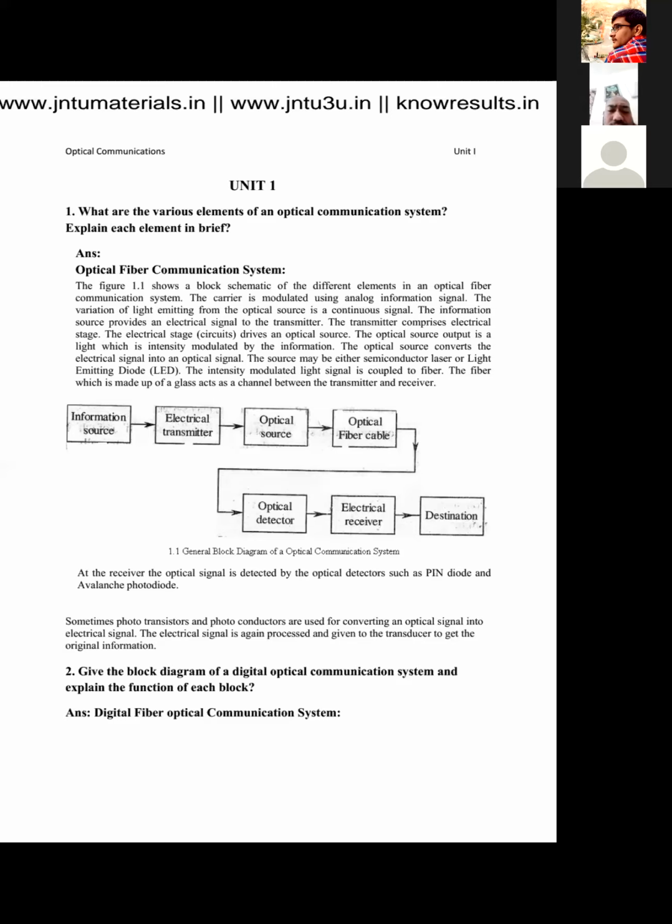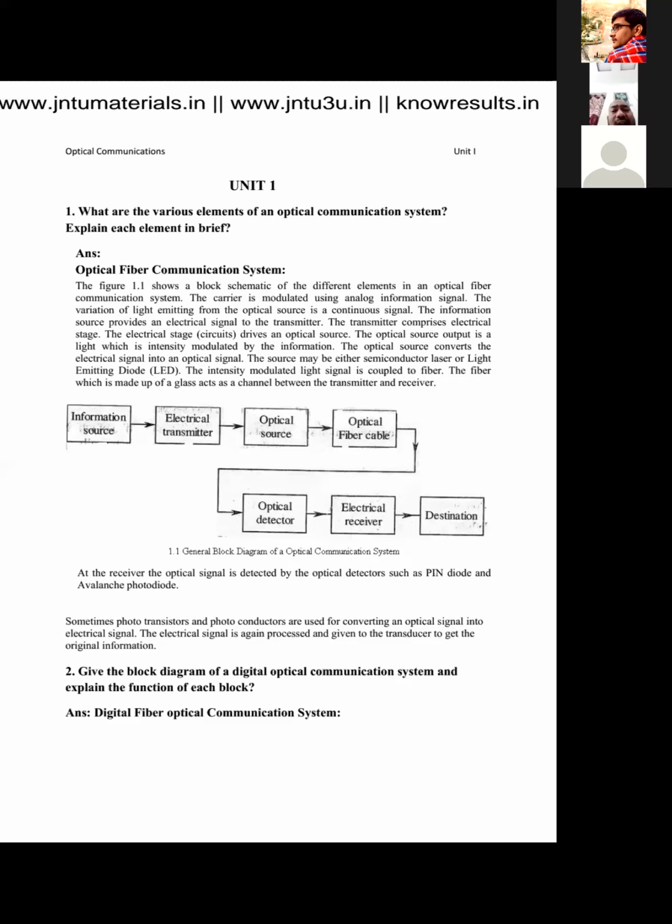Now, getting back to another block diagram. This question he may ask you as the fiber optical communication system block diagram. The previous one which I have explained is the analog communication system or general block diagram of optical fiber. Now, he will specifically say, explain the digital block diagram of a communication system.